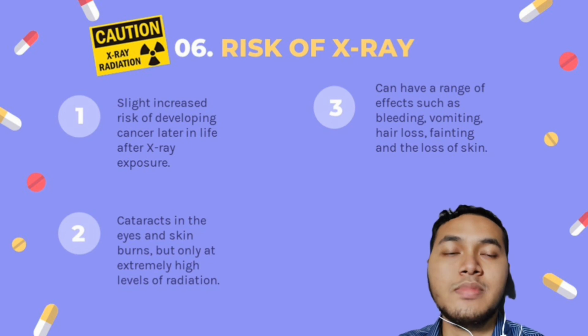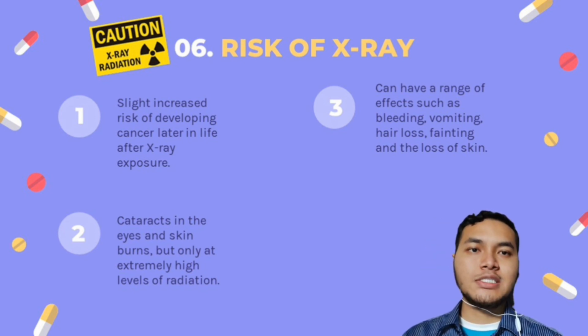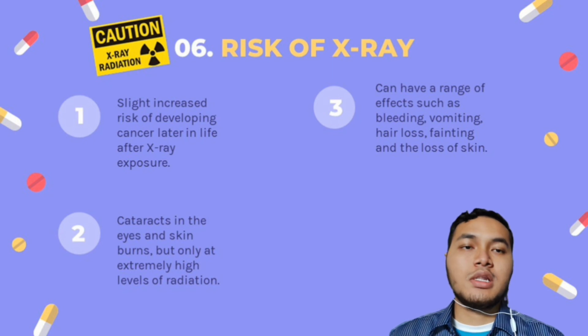X-rays have also been linked to cataracts in the eyes and skin burns, but only at extremely high levels of radiation. Exposure to high radiation levels can have a range of effects such as bleeding, vomiting, hair loss, fainting, and the loss of skin. Even so, X-rays provide such a low dose of radiation that they are not believed to cause any immediate health problems.